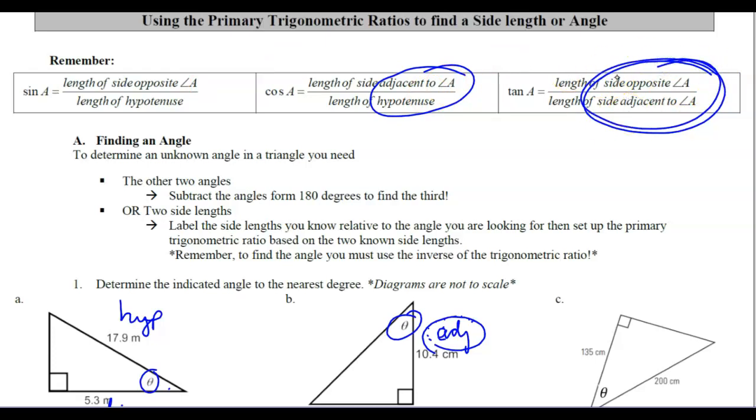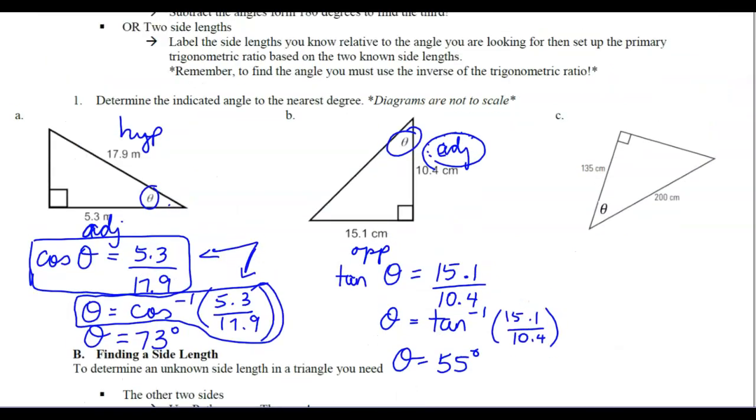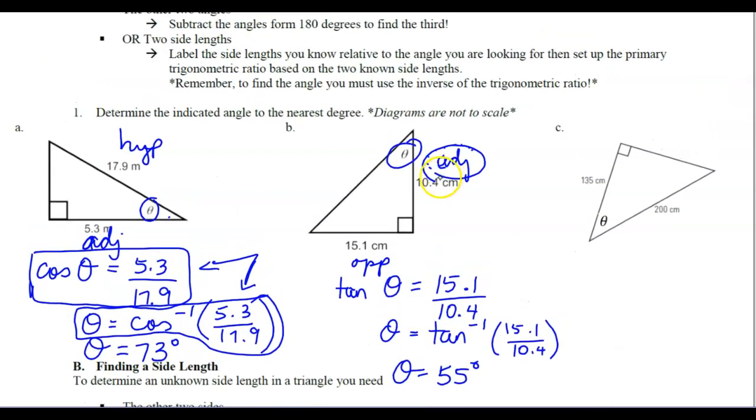Correct. Well, those sides that are given to you are relative to that angle. You have to know where that angle is. You can't just label anything adjacent. Well, I know that, but like you can do it with the hypotenuse and the opposite. Not in this case.